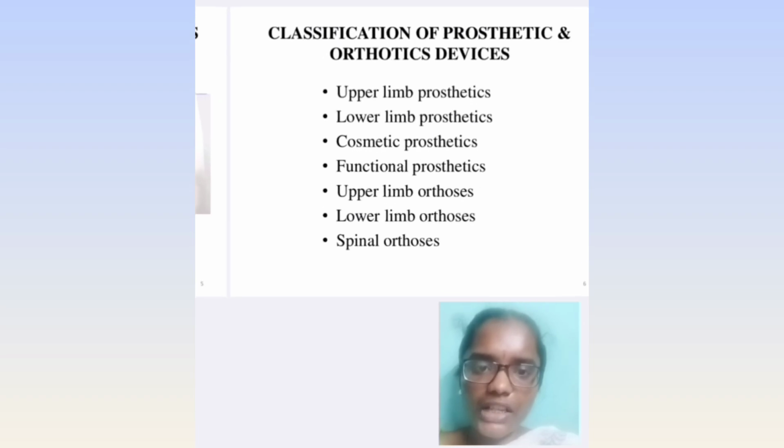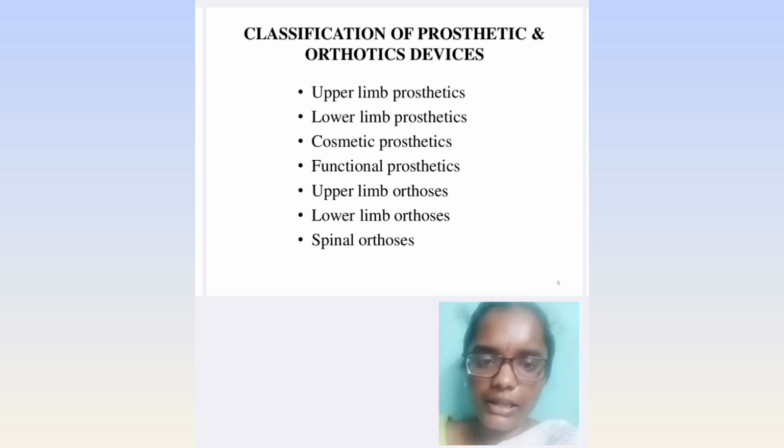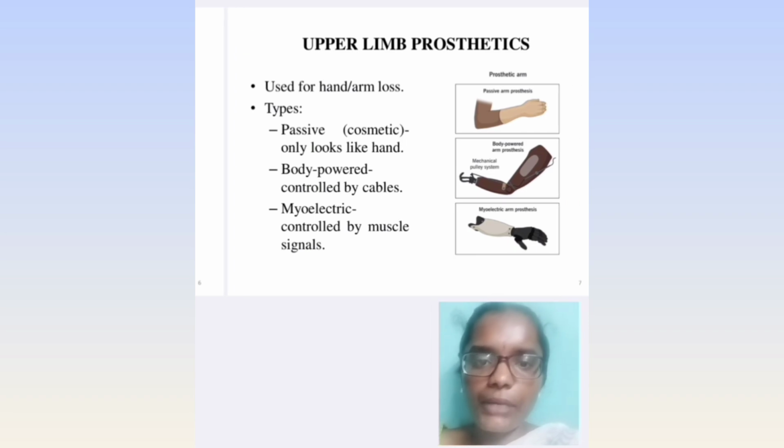And the classification of prosthetics and orthotic devices. Classification of prosthetics has four types: upper limb and lower limb, cosmetic and functional. Orthotics has three classifications: upper limb orthosis, lower limb orthosis, and spinal orthosis. And the first one is upper limb prosthetics. It's used for arm or hand losses.